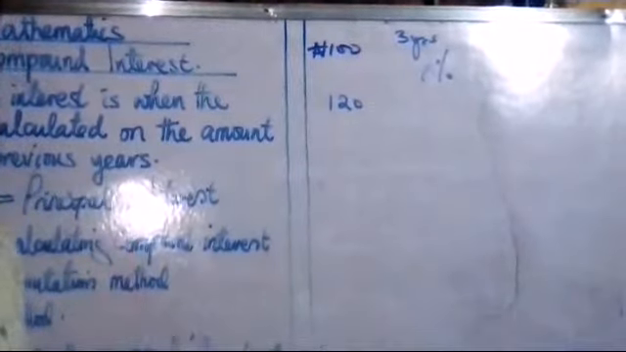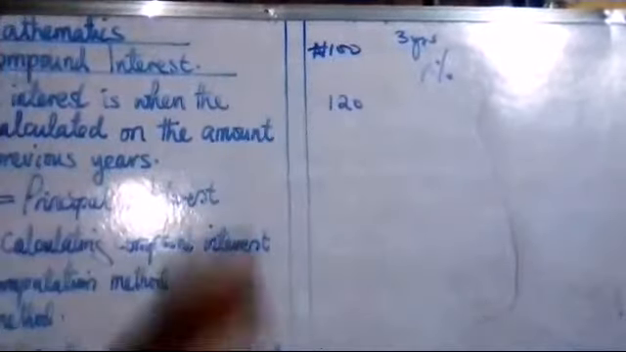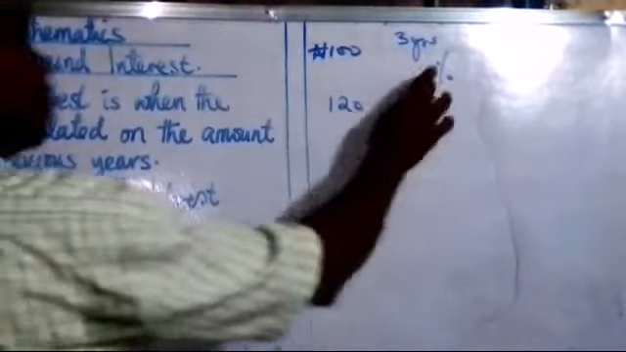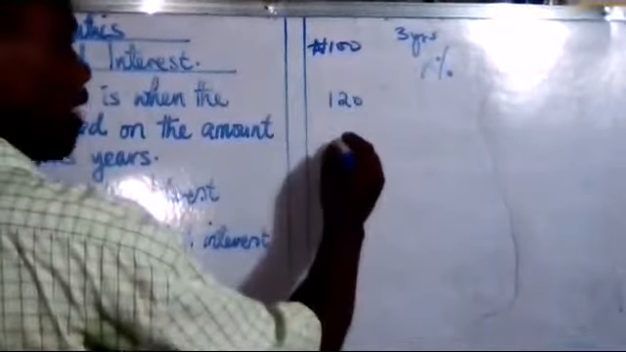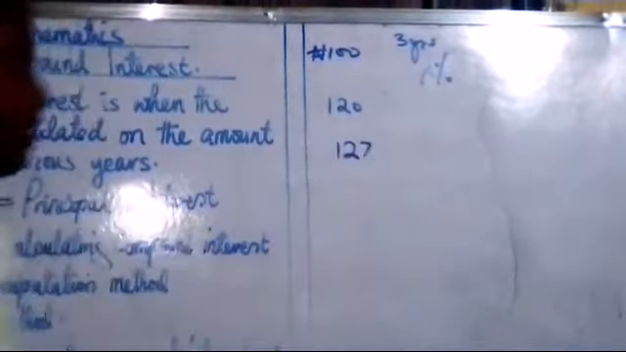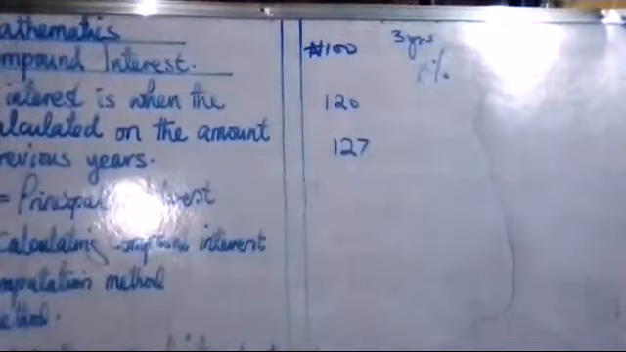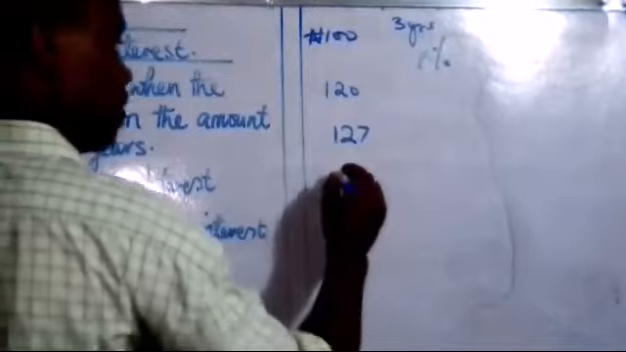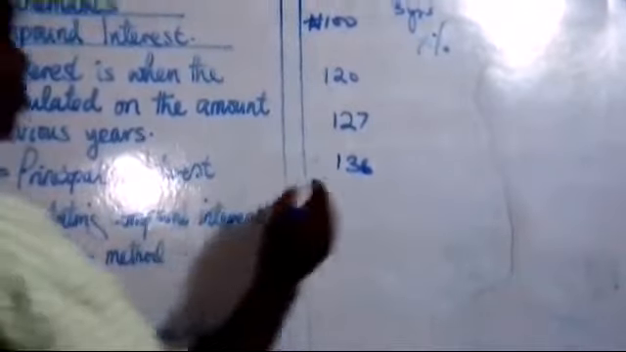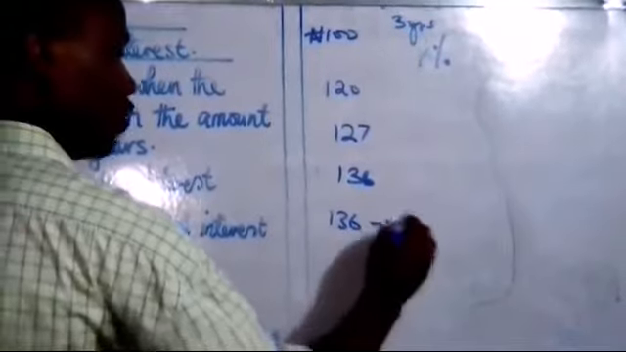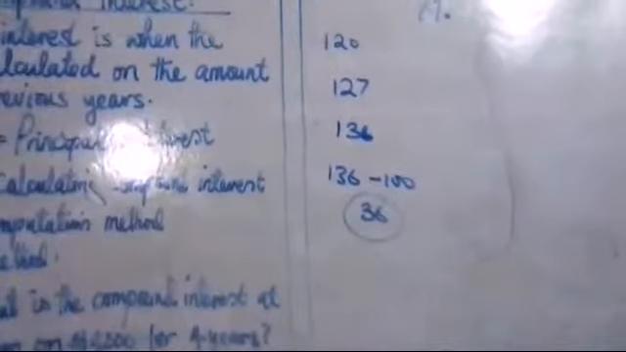Now he's no longer doing business with my 100 naira. He is now doing business with my 120. And based on the same rate, after the second year, you might be having 127 naira. Now for the third year, he's not doing business with 100 naira, or with 120, but he's now going with 127. And after that time, he might be having 136 naira. You see, so my interest will not be 20 naira after 3 years. My interest will now be 136 minus 100 naira, which gives me 36 naira. That's what we mean by direct computation method.